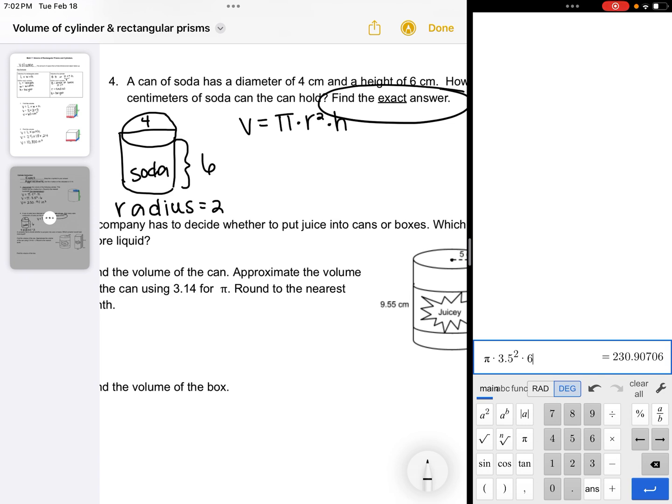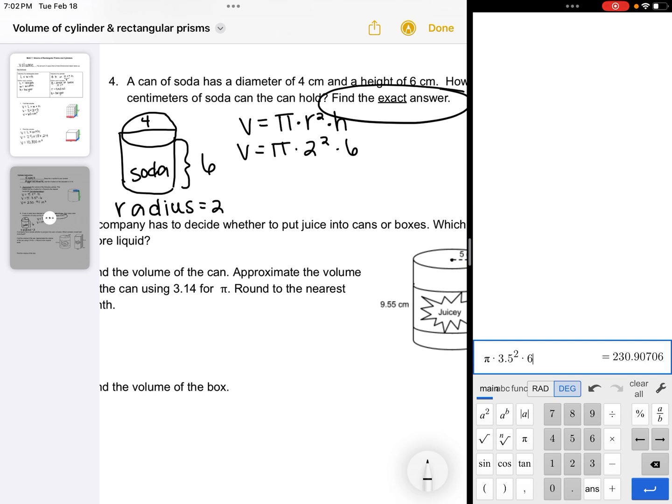And now I have all the information I need to find the exact volume. So my volume equals pi times 2 is my radius, so I'm going to plug it in where the letter R is. 2 squared times, and I know 6 is the height of my can, so I'm going to plug in 6 where H is.